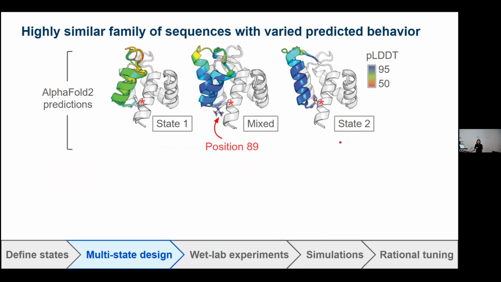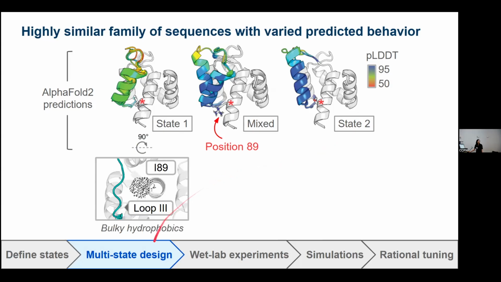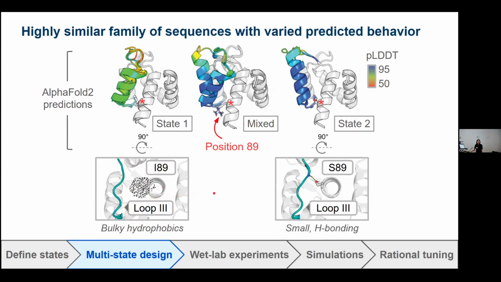And just by grouping the amino acids based on their biochemical properties alone, we could see that bulky hydrophobics at that position seemed to favor state 1 by pushing what we call loop 3 of the reshaped region outward, away from the central helix, whereas smaller hydrophilic hydrogen bond donors and acceptors seemed to favor state 2, sometimes by forming this hydrogen bond with the backbone of loop 3, bringing it closer to the central helix into a conformation that was more consistent with state 2.